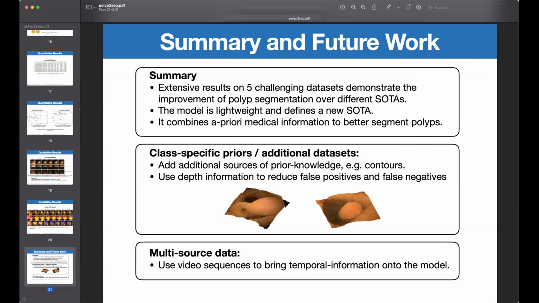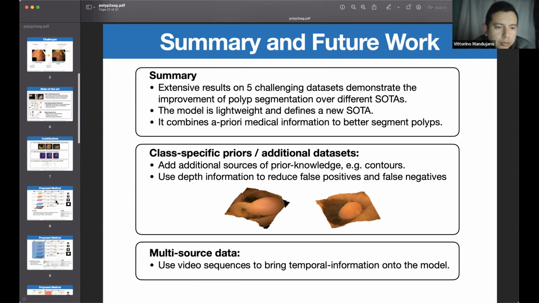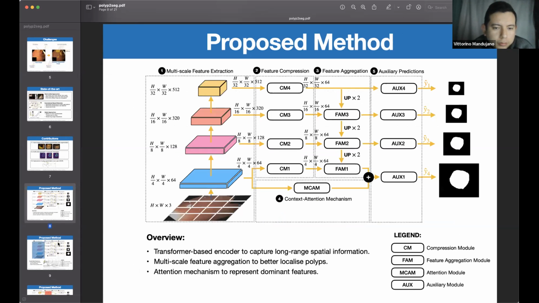Do you have any other answer, Vitorino? Do you want to say something related to that question? Yes, I would like to add some information. If you can show me the picture of the architecture in page 10. All right, thank you so much.